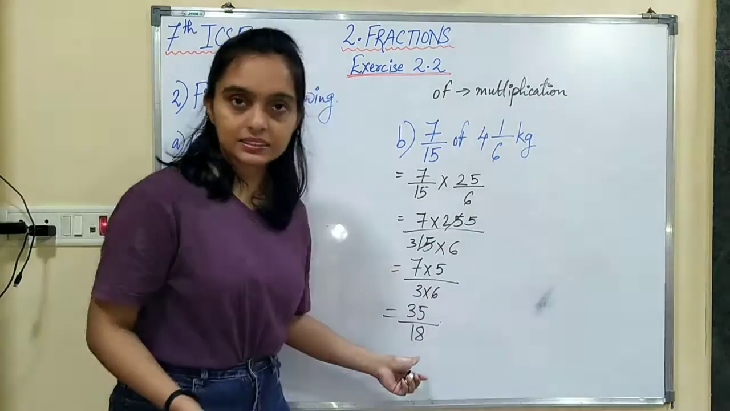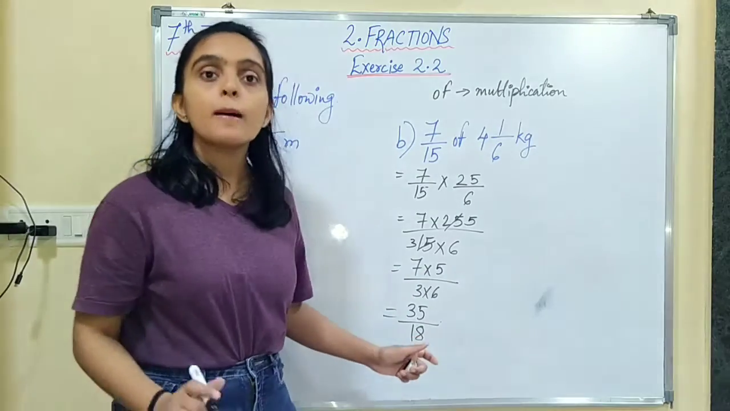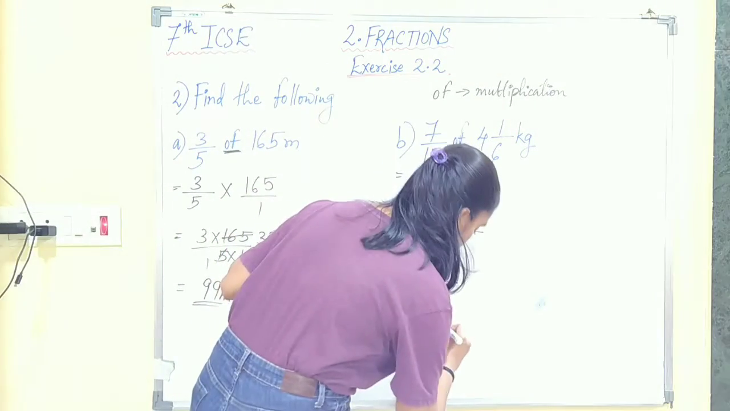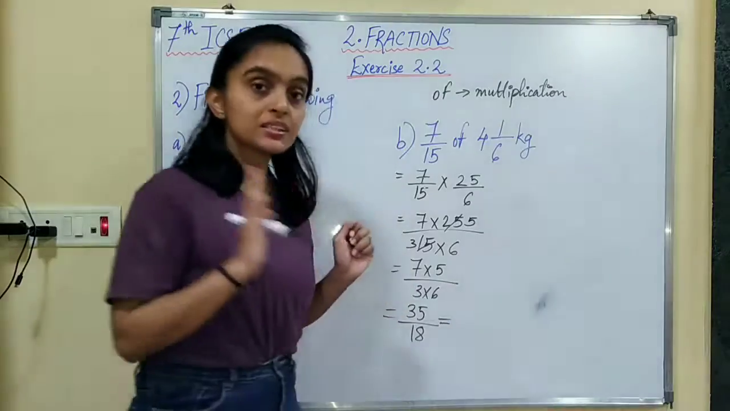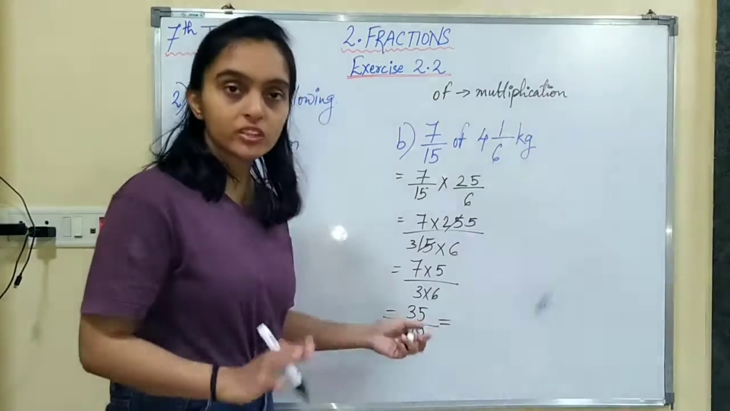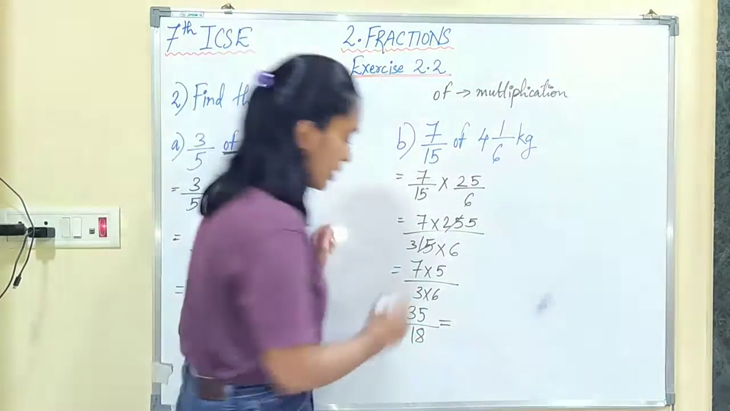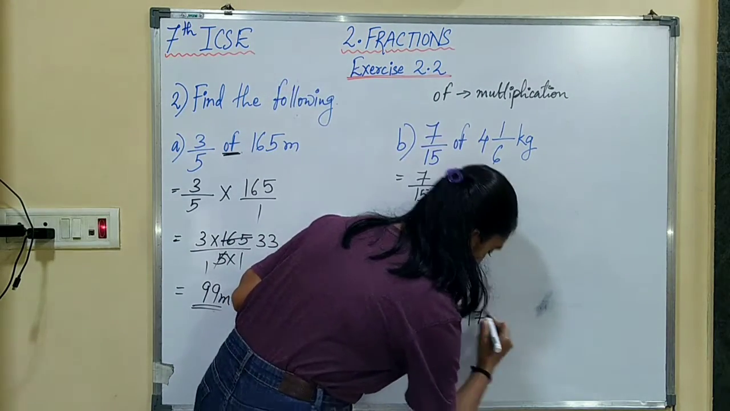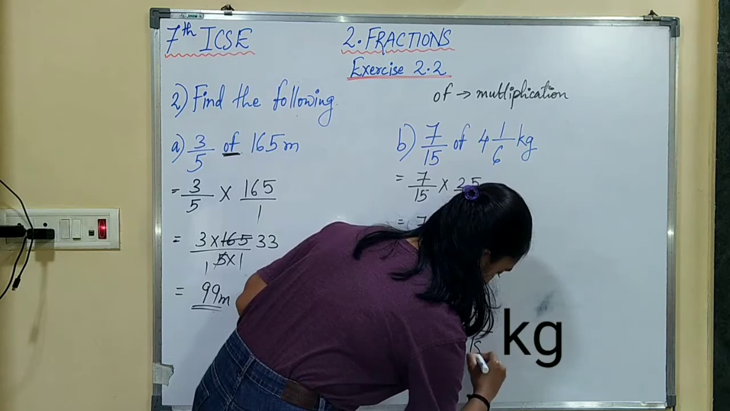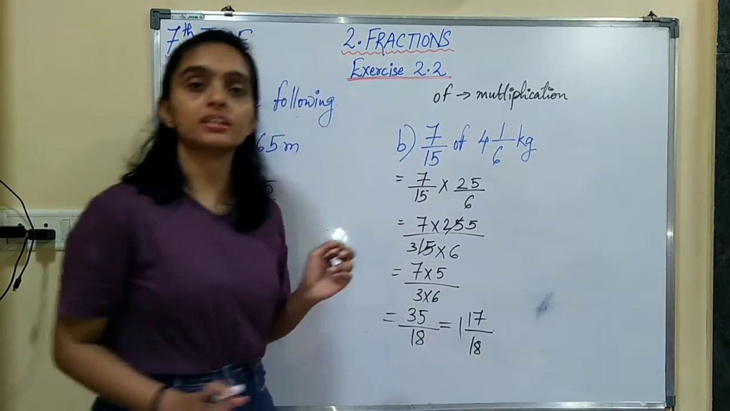You can leave it as it is or you convert it into a mixed fraction again. So 18 twos is 36. So here 17 will be the remainder as it is 35. So 18 ones are 18. One integer 17 upon 18 is your final answer.